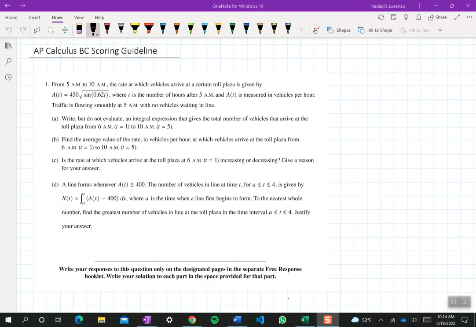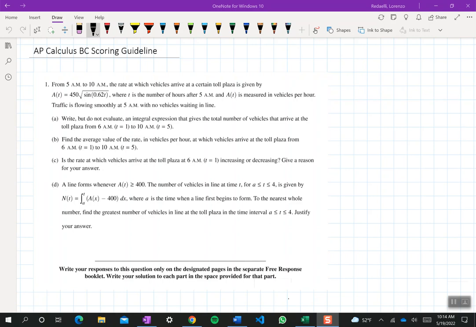This is the AP Calculus BC 2022 exam, problem 1. A calculator is required for this part of the exam. So we can start by reading the problem and analyze part A.